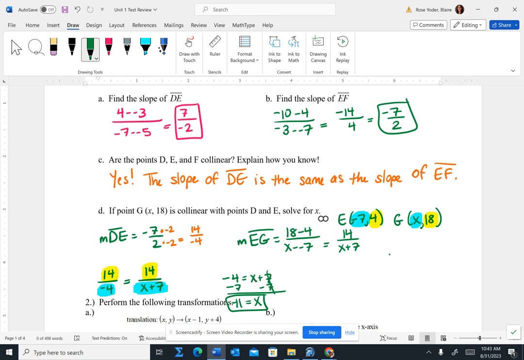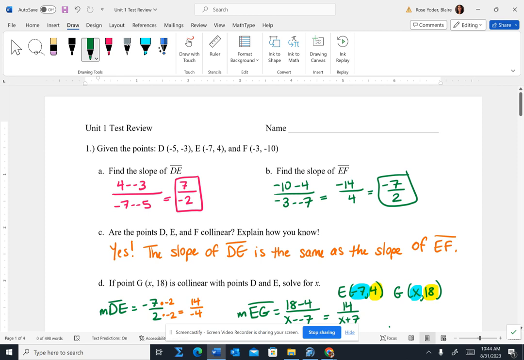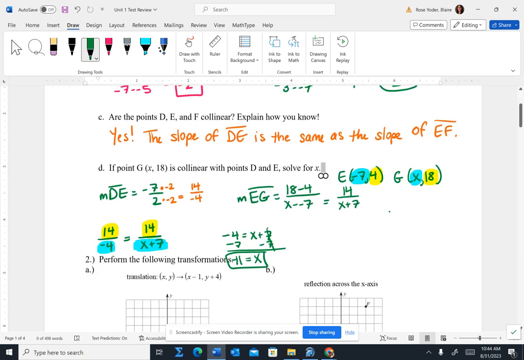If you wanted to check if you did it right, my advice would be to go to Desmos, plot your 3 original points, D, E, and F, and then plot your new point for point G, which is instead of x comma 18, now we know that it's negative 11 comma 18.